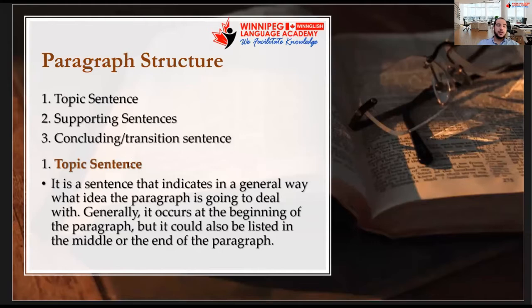Okay, so this is just a brief definition of what a paragraph is and when we can paragraph or move to a different idea. Generally, the topic sentence, which is the first component of the paragraph structure, occurs at the beginning of the paragraph. And we discussed, and had some exercises last time, that we can find a topic sentence in the middle of the paragraph or sometimes at the end of the paragraph.